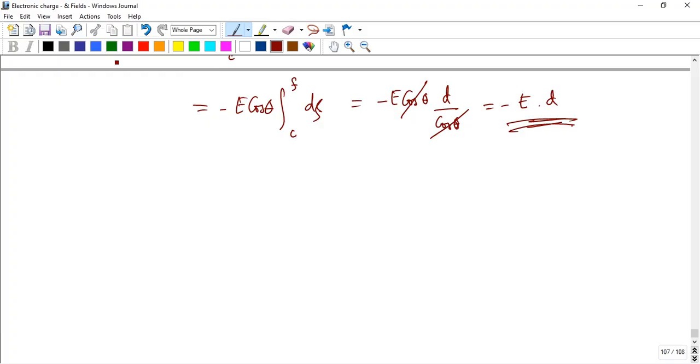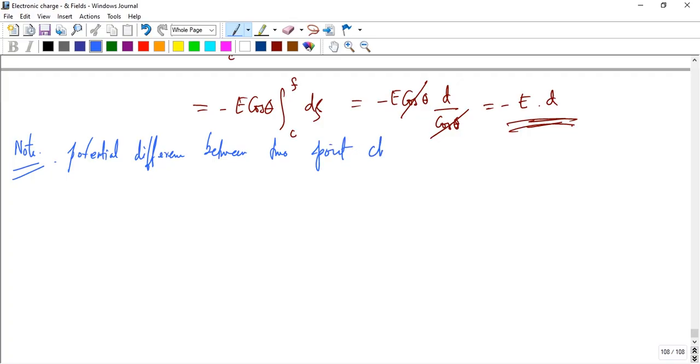So write a note or key point. It is the same result as the previous topic: the potential difference between two points does not depend on the path connecting them. It is actually independent of path. That's part one.